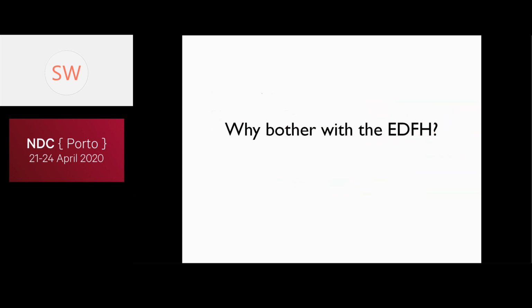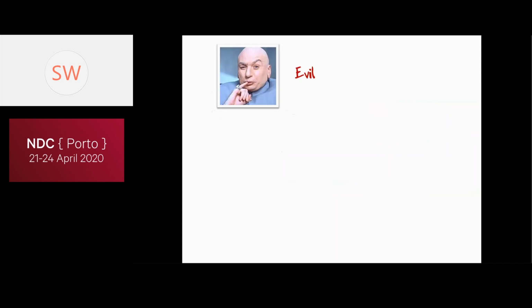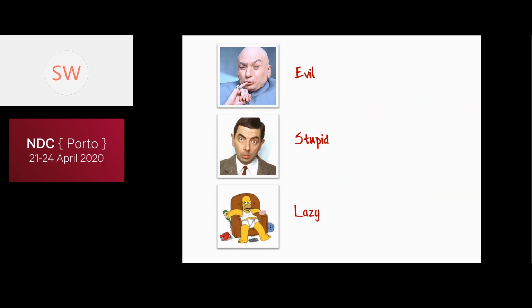Right, so why bother with this example? This kind of malicious programmer is very unrealistic, very over the top. Nobody would ever do this, surely. So here's a way of thinking about it. We have evil people, we have stupid people, and we have lazy people. And it doesn't actually matter which kind of person you're dealing with, because whether they're evil, stupid, or lazy, they will still mess up your code.